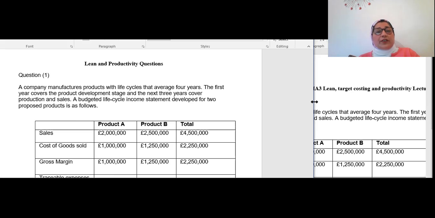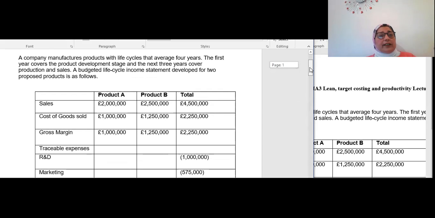A budgeted life cycle income statement is developed for the two products. I give you product A, product B and the total column, with information about sales, cost of goods sold, gross margin for each product, and then traceable fixed costs or traceable expenses. I hope you remember traceable fixed cost, gross margin and contribution margin. We'll go back to this later.